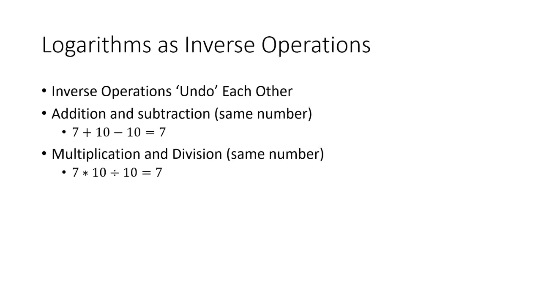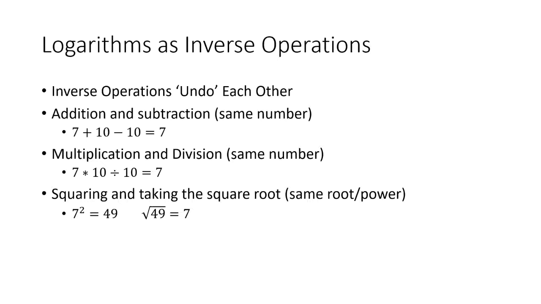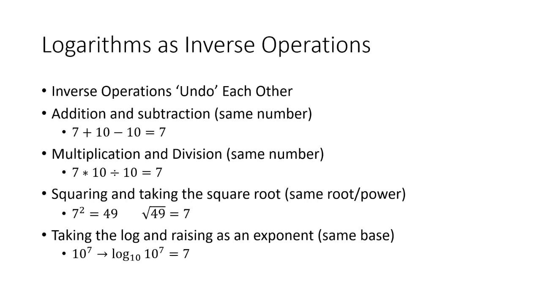Same with multiplication and division. If I'm multiplying by 10 and dividing by 10, I get right back to 7. So notice that for the undoing to work, it's got to be the same number. We also have squaring and taking the square root. As long as we have the same root and power, they undo each other. So if I square 7 and then I take the square root of it, I'm right back to 7.